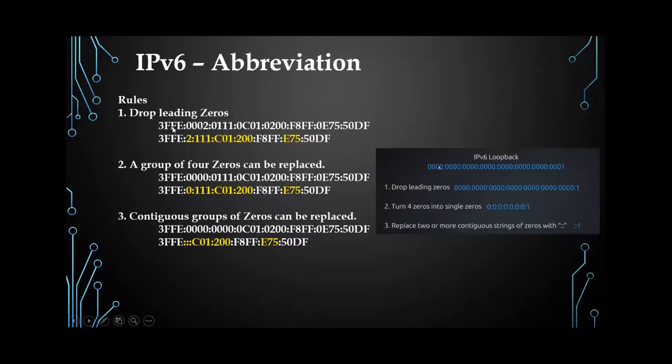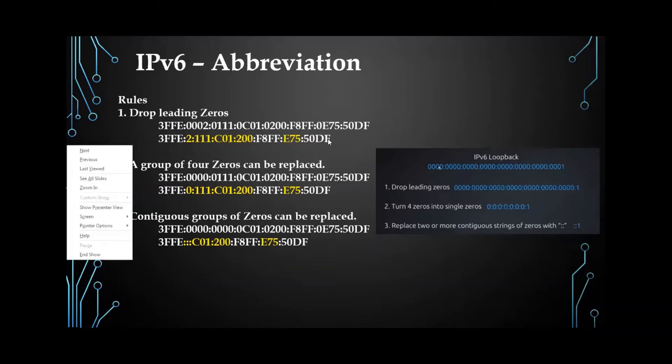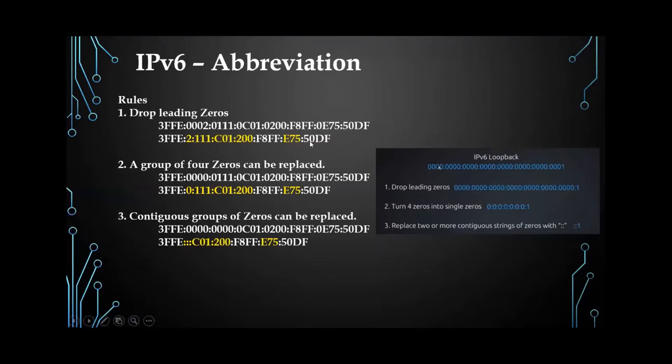First of all, we have an example of 3 Falcon Eagle and then a long string. Now what I see: drop leading zeros, starting zeros can be removed. So here you can see 3 Falcon Eagle 000. These 3 zeros can be omitted. So what happens? Now 3 Falcon Eagle and then colon, that 2. Everybody will understand that this 2 means there should be 3 zeros in front of it to make it 4. And then we have a 0111, but this should not be 0111, it should be 111. So now you can see that this whole string shortens to this string. This is the good output.